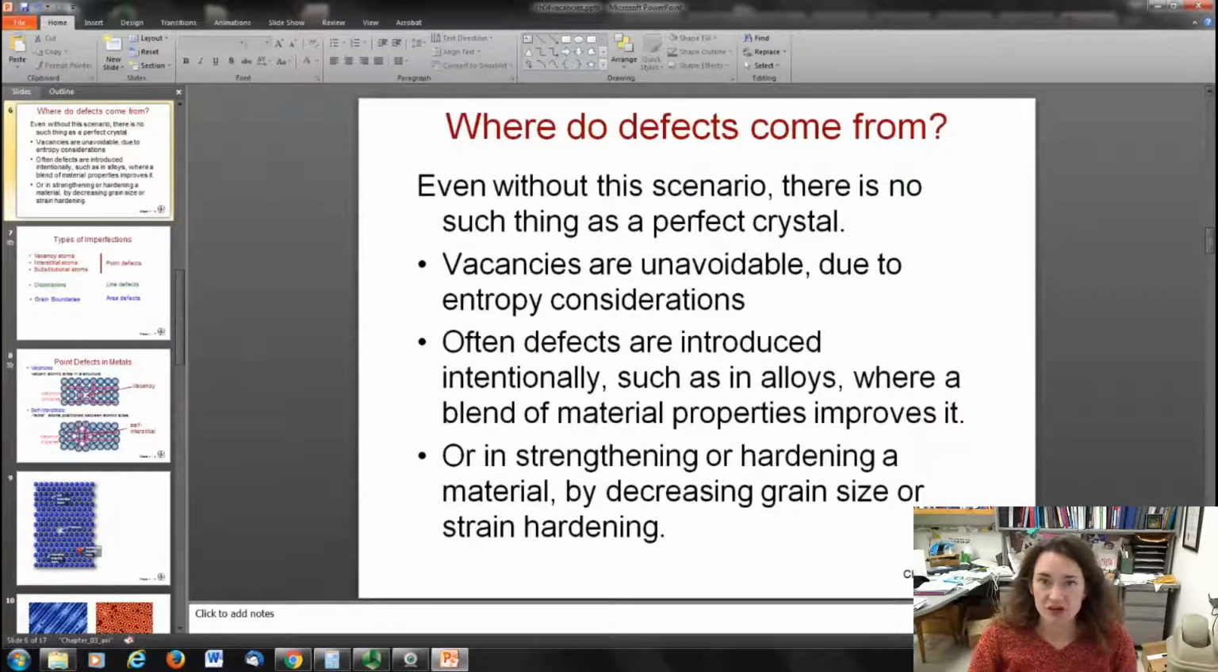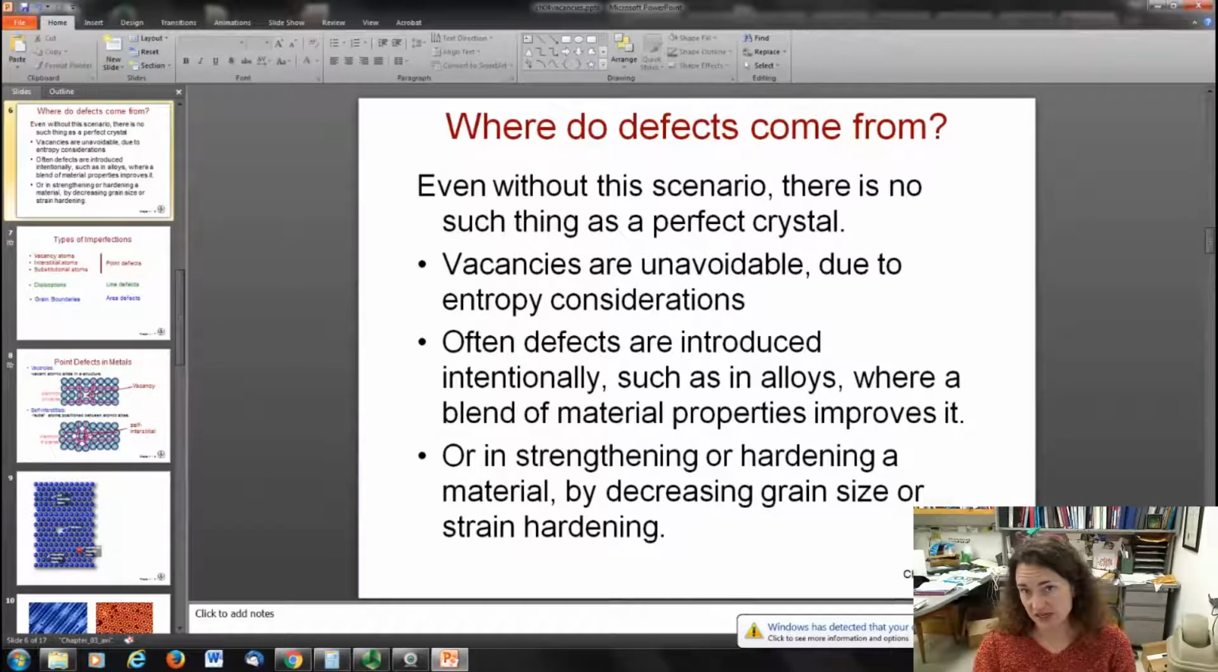Now, even without this scenario of the crystalline grain boundaries, there's still no such thing as a perfect crystal, okay? You could have the slowest cooling in the world and have a perfectly homogeneous, defect-free crystal with no boundaries, and you'd still have defects within your crystal. For one thing, you can have vacancies. Vacancies are when a lattice site within a crystalline structure just isn't occupied, and those are unavoidable because of thermodynamics, basically. The entropy just can't be minimized to the point where you don't get these vacancies.